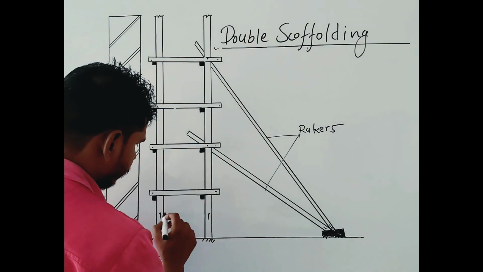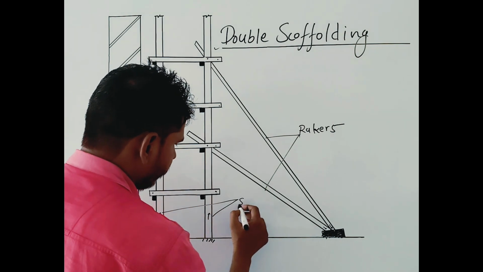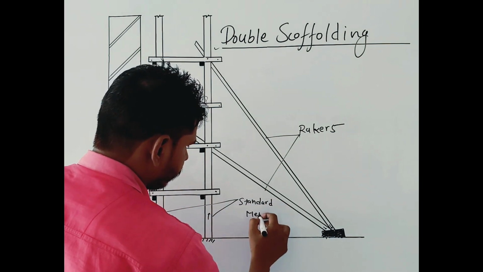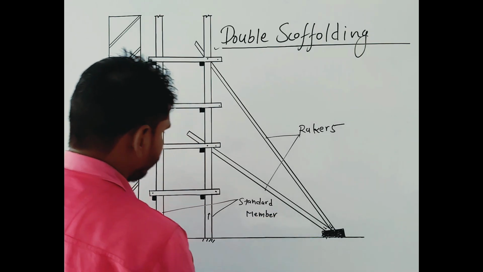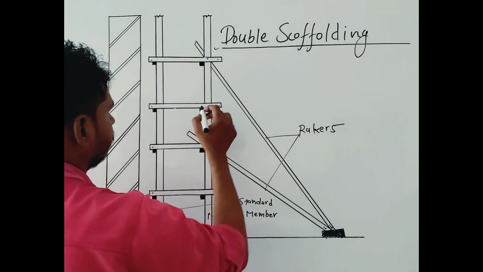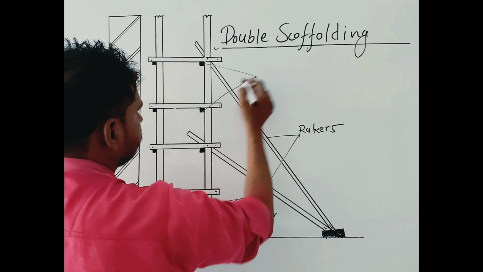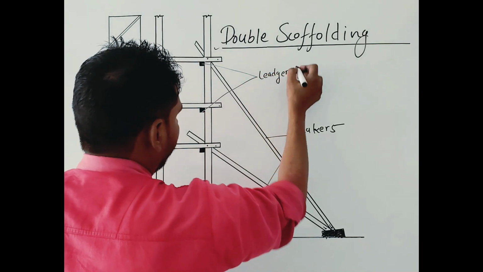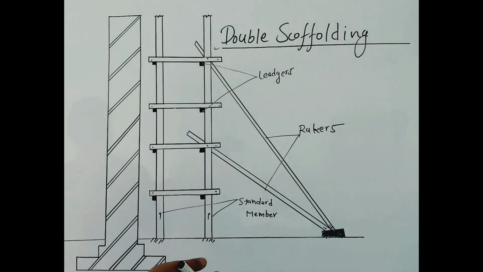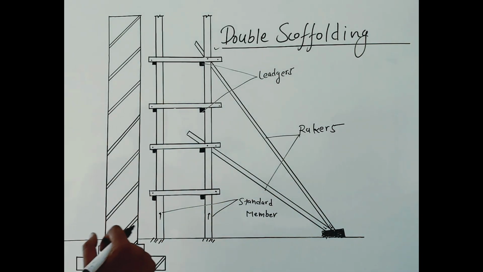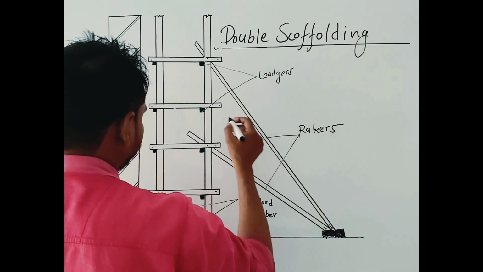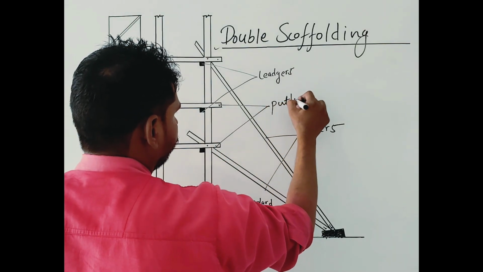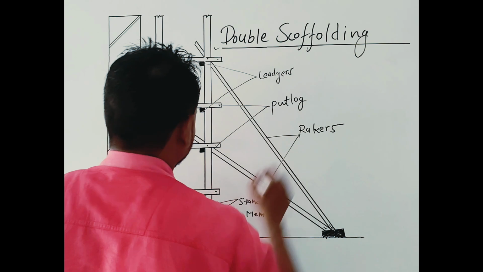This is our standard member. This is our standard member, and this is our ledger. Also, you can see in the first part, single scaffolding. And what is this? This is our put log.